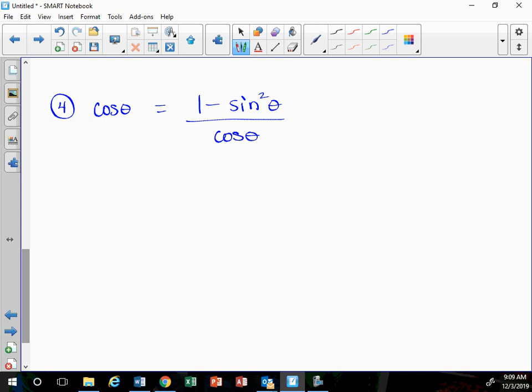Guys, what jumps out to you in this one? You see that it's squared, right? Which formulas did we look at that always had a square in them? Pythagorean, right? Okay, so I'd look at those. Is there anything you can do with that? Is 1 minus sine squared equivalent to anything?